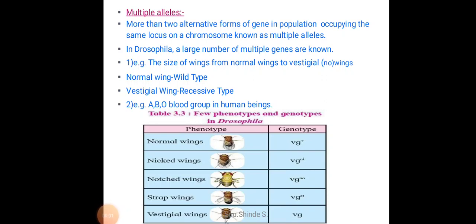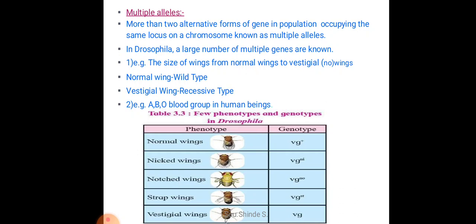Good morning, students. In the last lecture, we discussed intragenic interaction with two examples, incomplete dominance and codominance. In this lecture, we are going to start with multiple alleles, the third example of intragenic interaction.